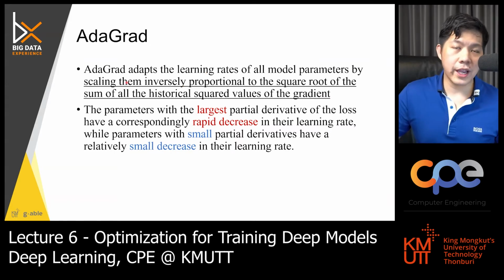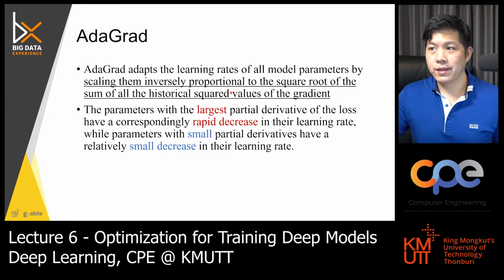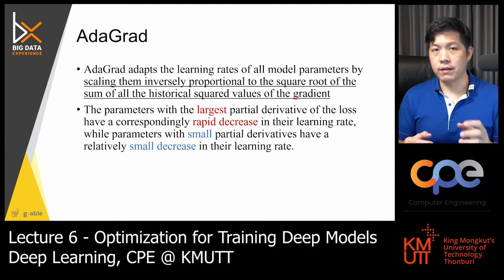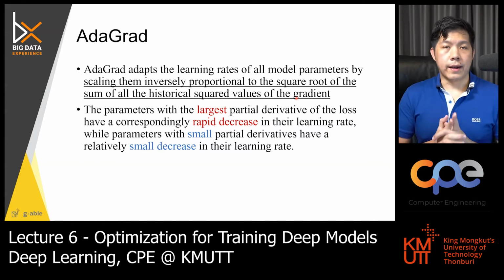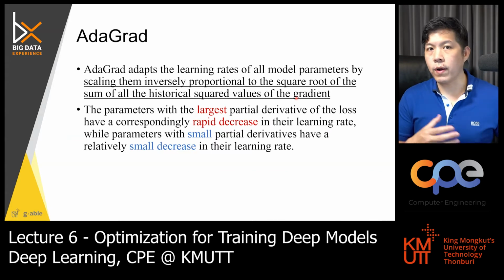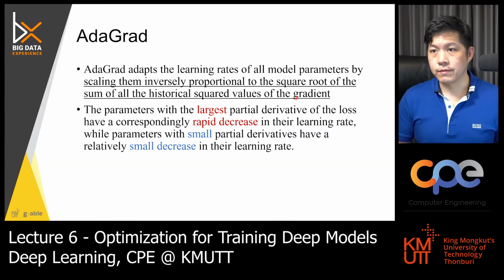ADA-grad would change the learning rate, and how would it change? It would scale the learning rate in an inversely proportional way to the square root of the sum of the gradient, basically the square of the gradient, so the magnitude of the gradient. That means if you have trained the model for quite a long time, the scaling parameter would be large, right?